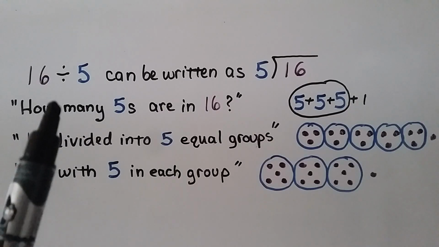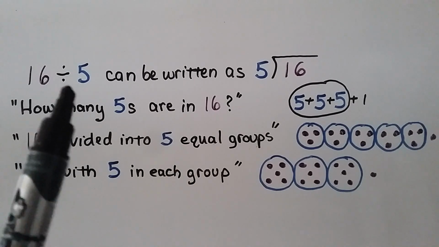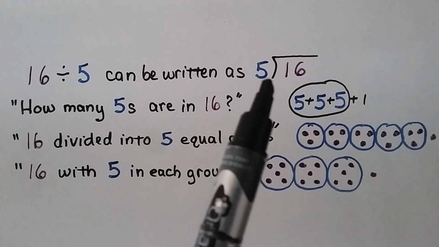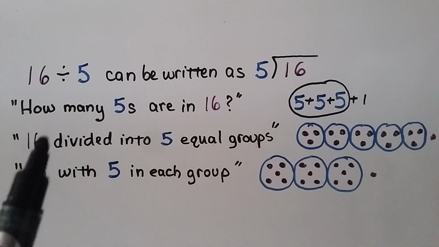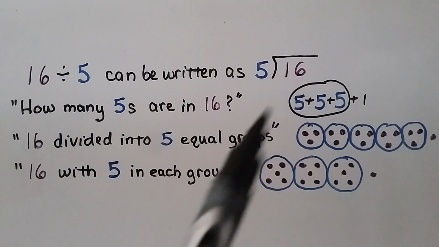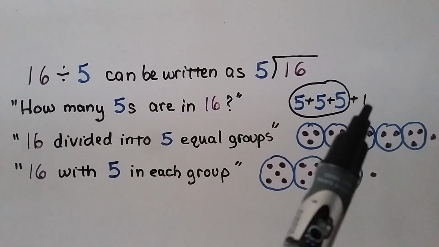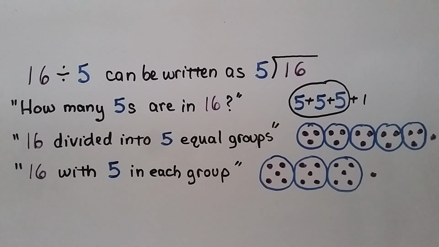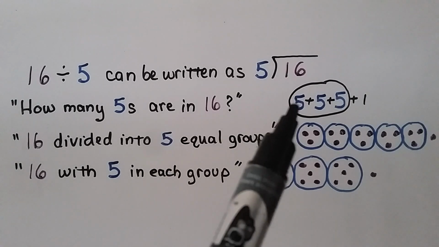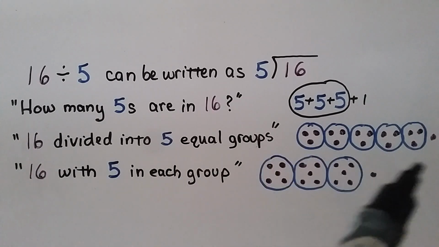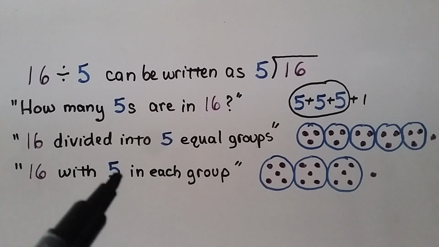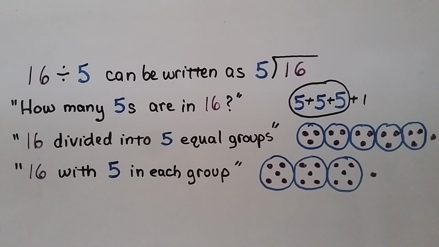So a division problem can be written like this, 16 divided by 5. And it can also be written like this. This is 16 divided by 5. Either way, they mean how many 5s are in 16. We have 1, 2, 3, and we have 1 left over. That would be 3 5s. So our answer would be 3 remainder 1. It also means 16 divided into 5 equal groups. We still have 1 left over. Or 16 with 5 in each group. See how we still have 1 left over?